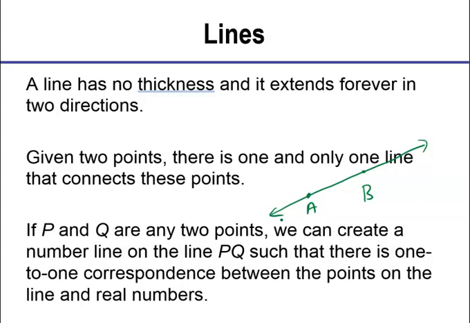If P and Q are any 2 points, we can create a number line on the line PQ so that there is a 1-to-1 correspondence between the points on the line and the real numbers. So you could turn this into a number line. Again, the idea is it's infinite. It goes in each direction forever and ever. So you can create a 1-to-1 correspondence with any line and a number line.